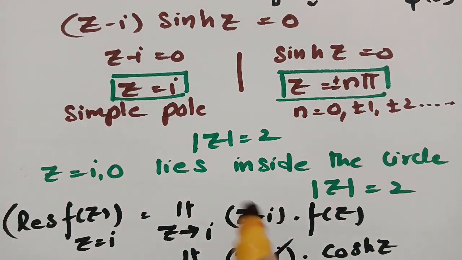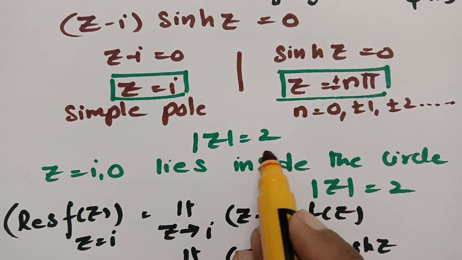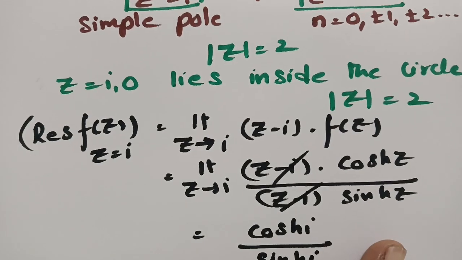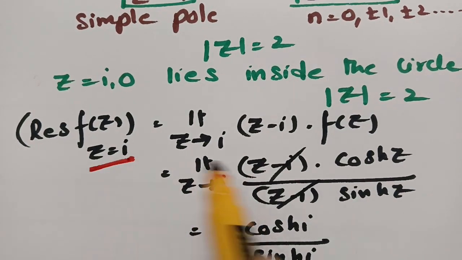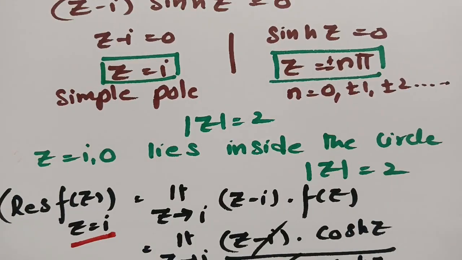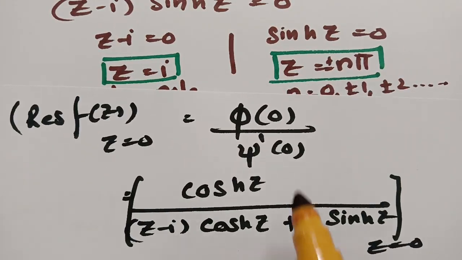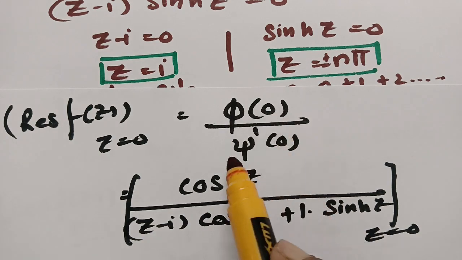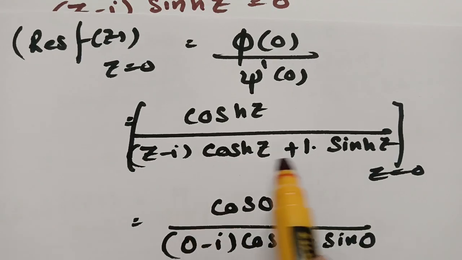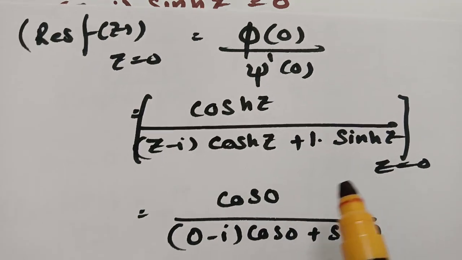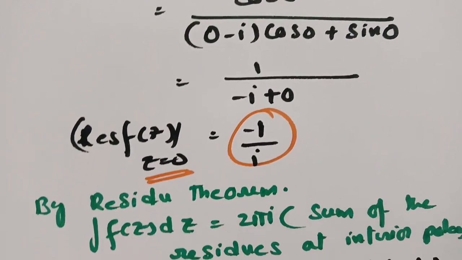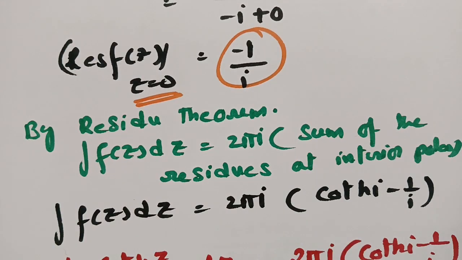So here what is our contour circle given? That is mod z is equal to 2. So inside the circle there are i and 0. So first of all we have to find the residues at the point z is equal to i. For z is equal to i, cot i is the value, and next for z is equal to 0, this is the case and this is the formula, that is phi of 0 by psi dash of 0. Phi is nothing but the numerator and psi is nothing but the derivative of the denominator, and we have to keep z is equal to 0 and we got minus 1 by i.